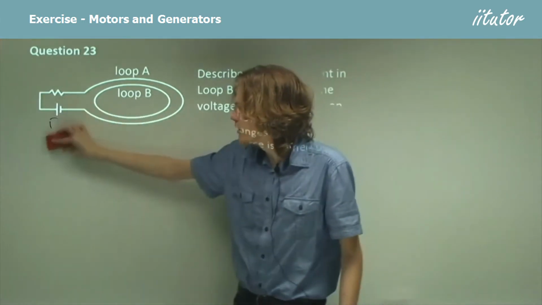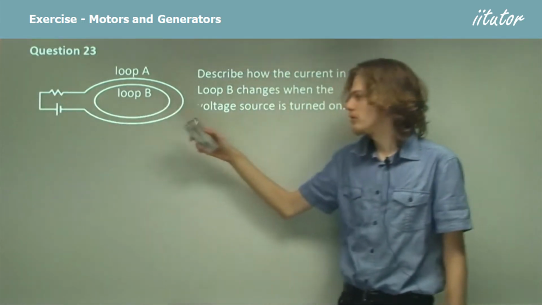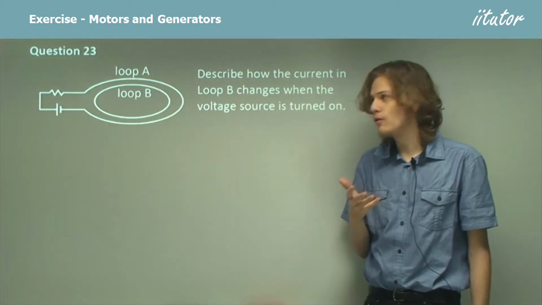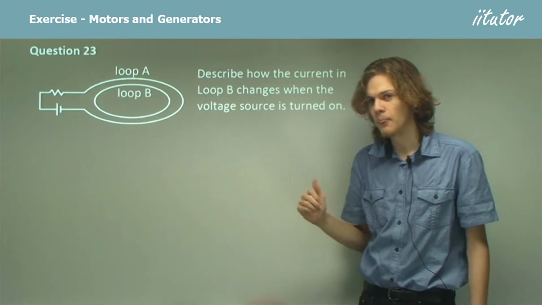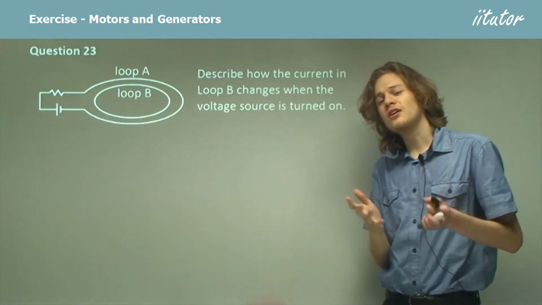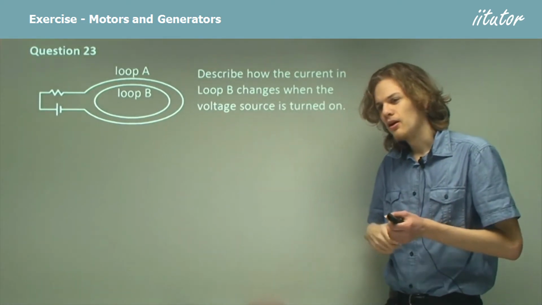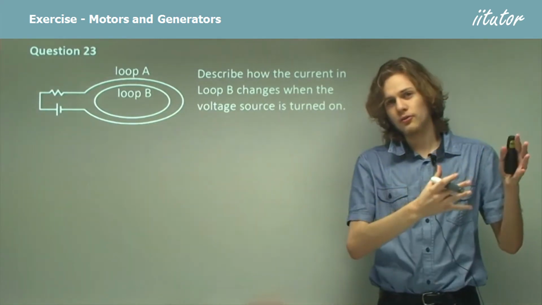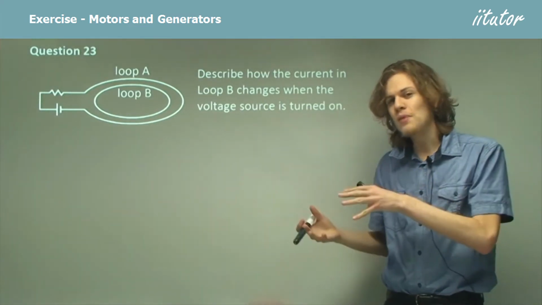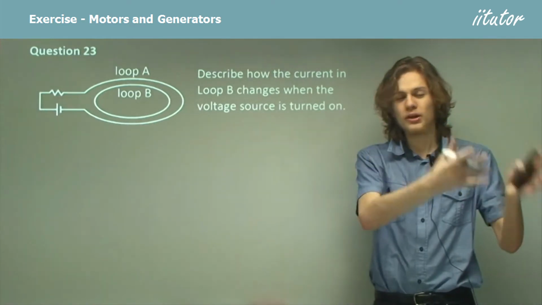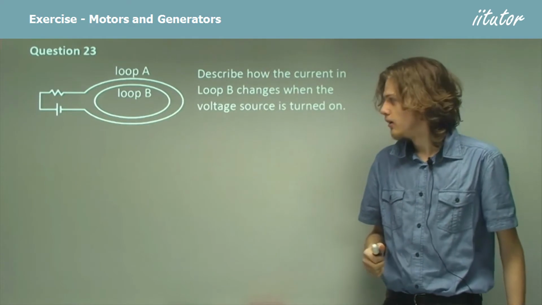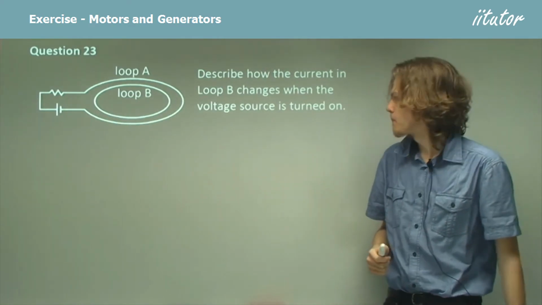Well, obviously we know that once there's a constant current flowing through loop A, there'll be no changing flux and no effect on loop B. But what happens just as it is turned on? First of all, we have zero current, and then suddenly we have lots of current. So that means that we go from no magnetic field to an existing magnetic field, and that's a change in flux. So let's write that down.